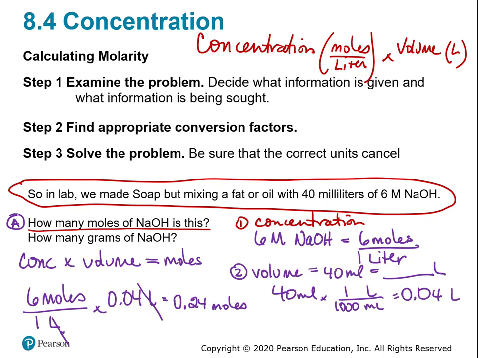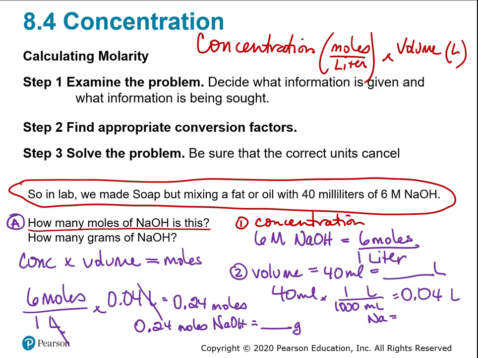But the second part we actually did in chapter 3. So if I know it's 0.24 moles of NaOH, and I want to know how many grams that is, do you remember how to do that? Going from moles to grams. You've got to use the periodic table, and you've got to look up the mass of sodium. So what's the mass of sodium?